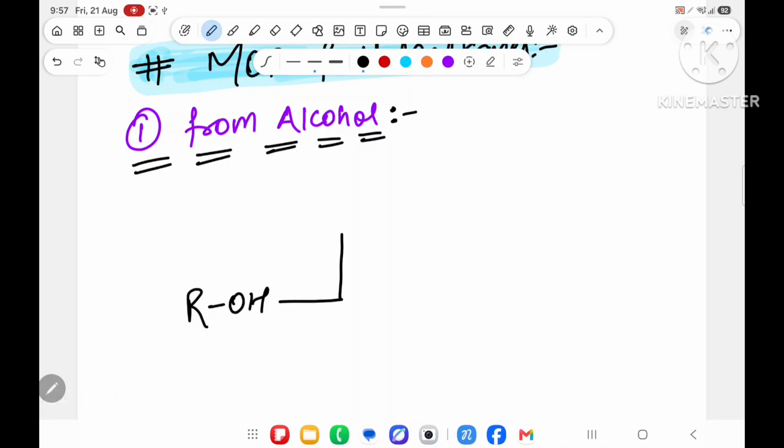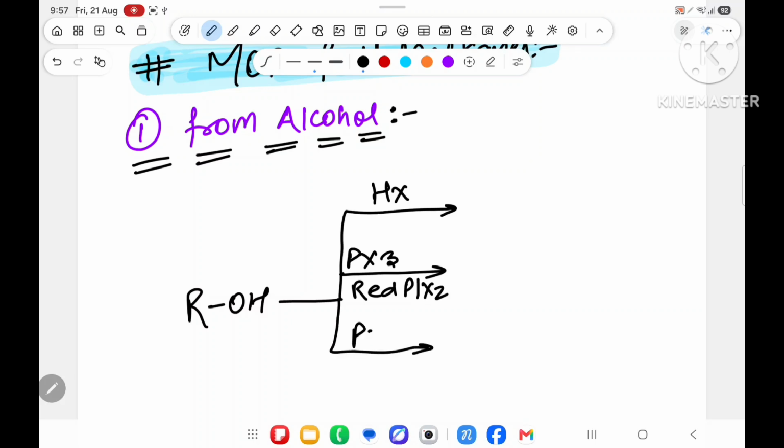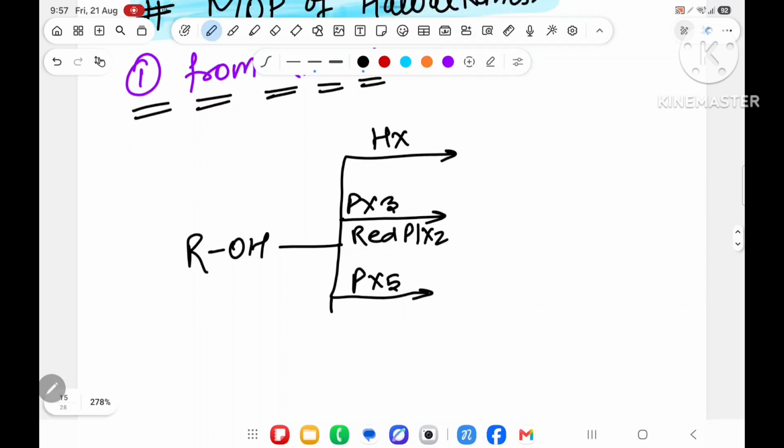ROH I have taken. I will react alcohol with HX, or I will react alcohol with PX3 in presence of red phosphorus and X2. I will react alcohol with PX5, or I will react alcohol with SOX2. Every reaction I will give in detail also. But first write the reactions. It will give alkyl halide.